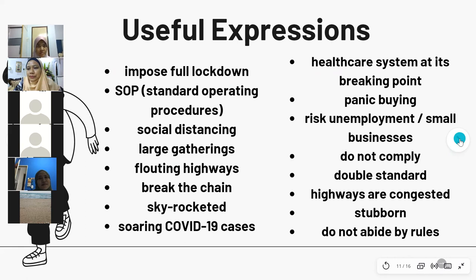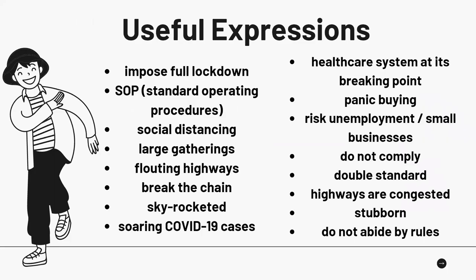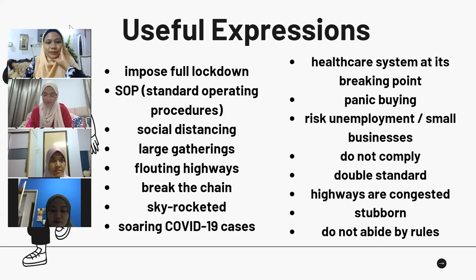Right. Okay, the soaring number of cases in Malaysia, who is at fault? So what's your opinion on this matter? Okay, I stand in point of hashtag Rakyat Gagal because from the first PKP, the government has announced SOP to break the chain, but people did not comply with the SOP. People try to make many excuses such as traveling for personal purposes, but declare it as a business purpose.